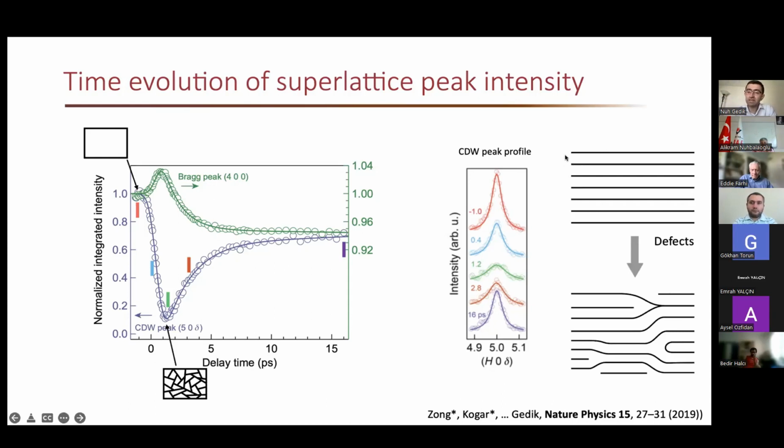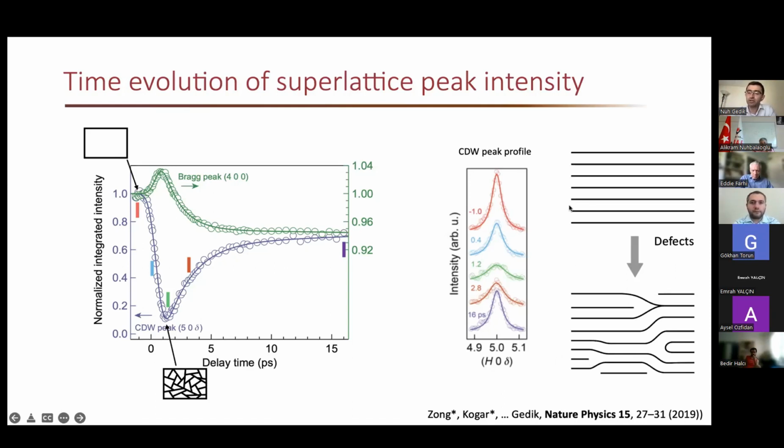What's happening really here is that, to begin with, I had a nice charge density wave. I'm just showing you these sinusoidal modulations, the phase fronts of the charge density wave. Now, I kick with the light, and it turns out that what the light is doing is putting these defects into the charge density wave.